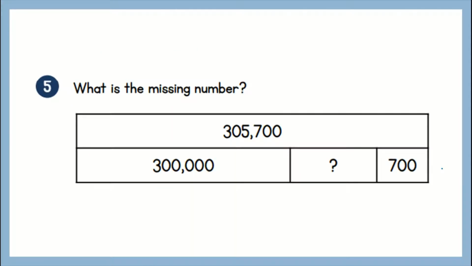Question 5. What is the missing number? So we have 300,000, so that would be 3 in the 100,000 column. Then we've got 700, so that would be 7 in the hundreds column. Here we have zeros, we can cross those out as well. And here. Now we're left with 5 in the 1,000s column. So the answer here would be 5,000.